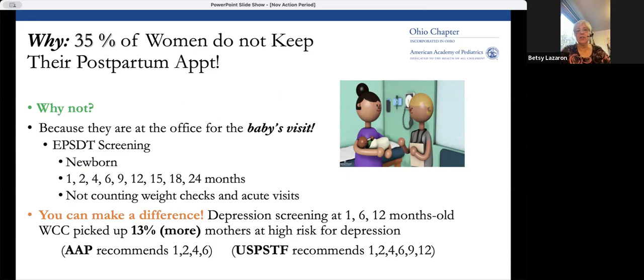A depression screening up through 12 months of age picks up 13% more mothers at high risk for depression. So don't just stop at 6 weeks. Take it out to 12 months. The AAP is recommending up through 6 months. The U.S. Preventive Services Task Force with good evidence now says take that screening right up to 12 months. And Ohio has responded by being willing to pay for that screening right up through 12 months.